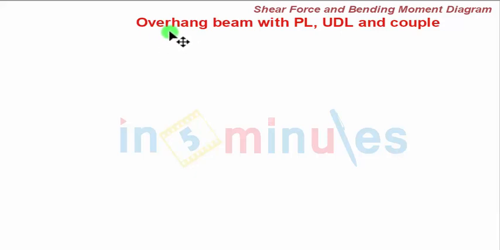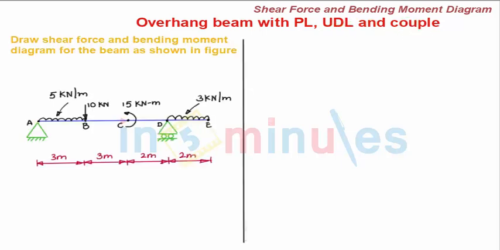We take a problem on an overhang beam with a point load, a uniformly distributed load and a couple. The problem statement is: draw the shear force and bending moment diagram for the beam as shown in the figure. So this is the loading diagram for the beam. This is an overhang beam.